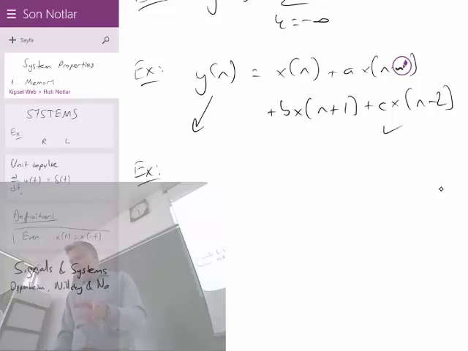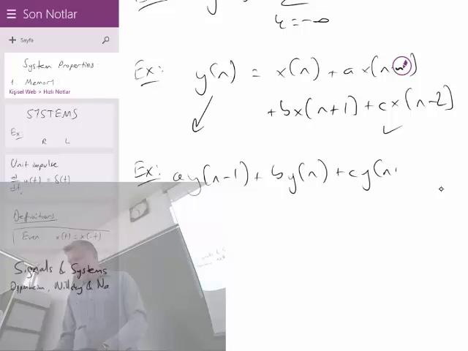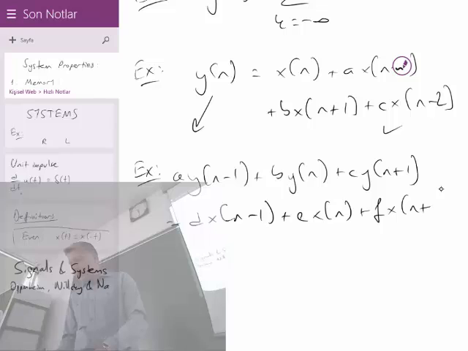Or you can do it in the left-hand side of the equation as well. Like a times y of n minus 1 plus b times y of n plus c times y of n plus 1 is equal to d times x of n minus 1 plus e times x of n plus f times x of n plus 1. This is also a difference equation, and all such difference equation relations have time invariance.